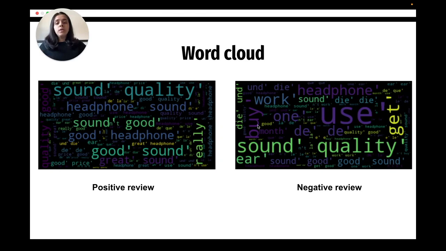We've also plotted word clouds for positive and negative reviews to provide an overall picture of the frequency of words. For example, the positive reviews have words such as quality, good, sound, whereas the negative reviews have words such as die, use, work, kind of similar.